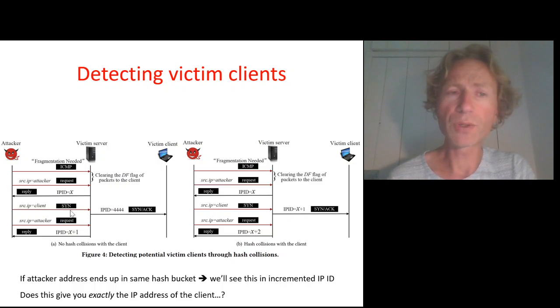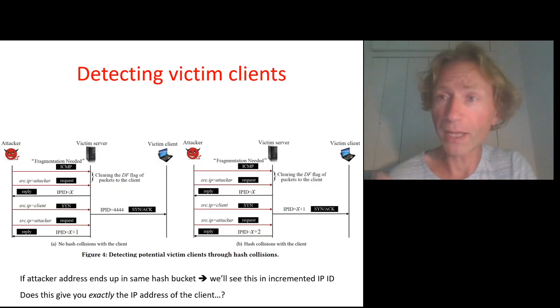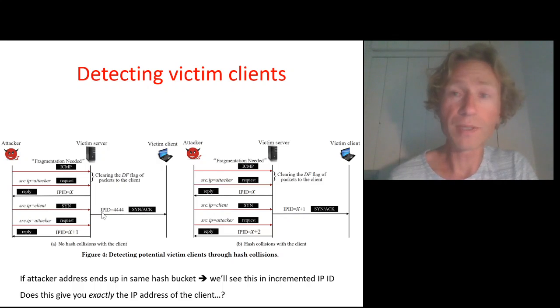We try to set up a connection, a SYN packet, to start this TCP handshake. The server will, because it's a spoofed packet, reply to the client. Now, if the client and the attacker do not share the same hash bucket, it will pick a value that is not related to our value. In this case, it picks the IP ID 4444. That's unfortunate because the attacker hoped that it was somewhat related to this IP ID.